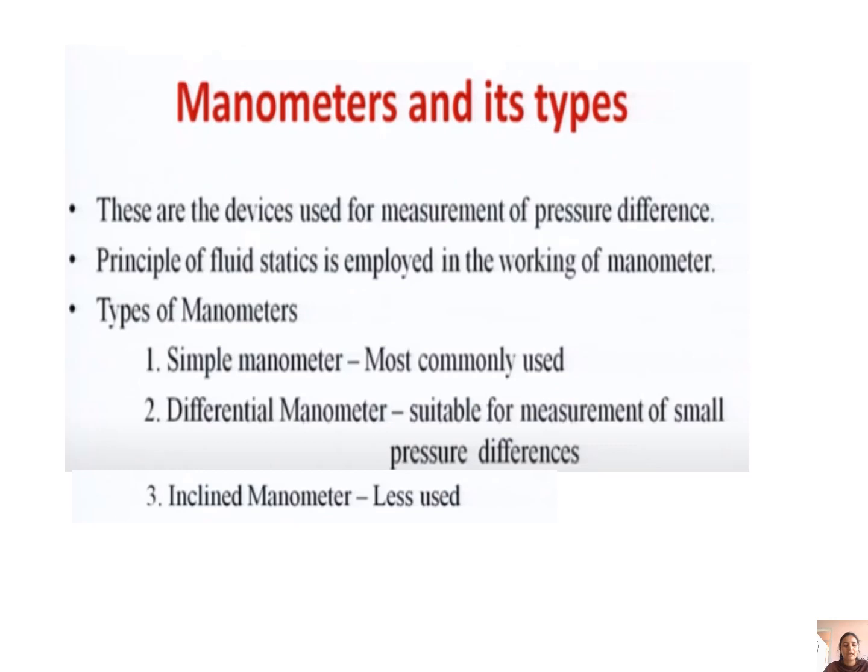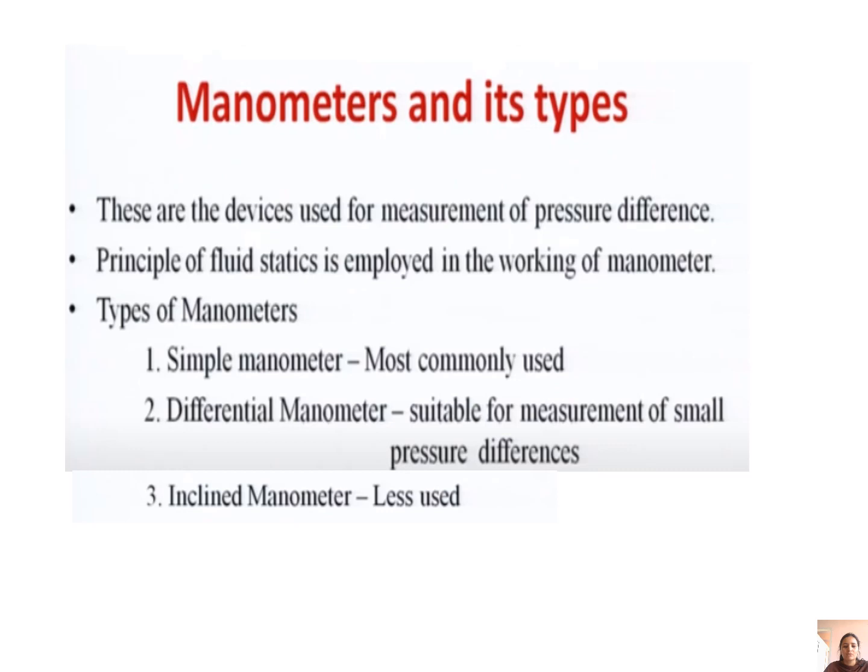Then what is a manometer and its types? These are devices used for measurement of pressure difference, and that is called a manometer. The principle of fluid static is employed in the working of a manometer. Mainly fluid static is the principle used in the working of a manometer. We have mainly three types of manometer: simple manometer, differential manometer and inclined manometer.